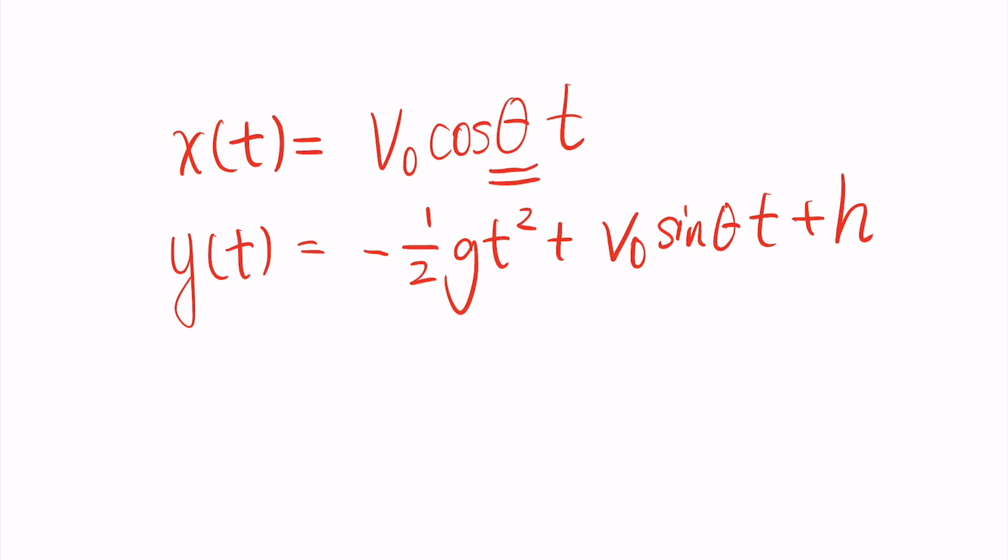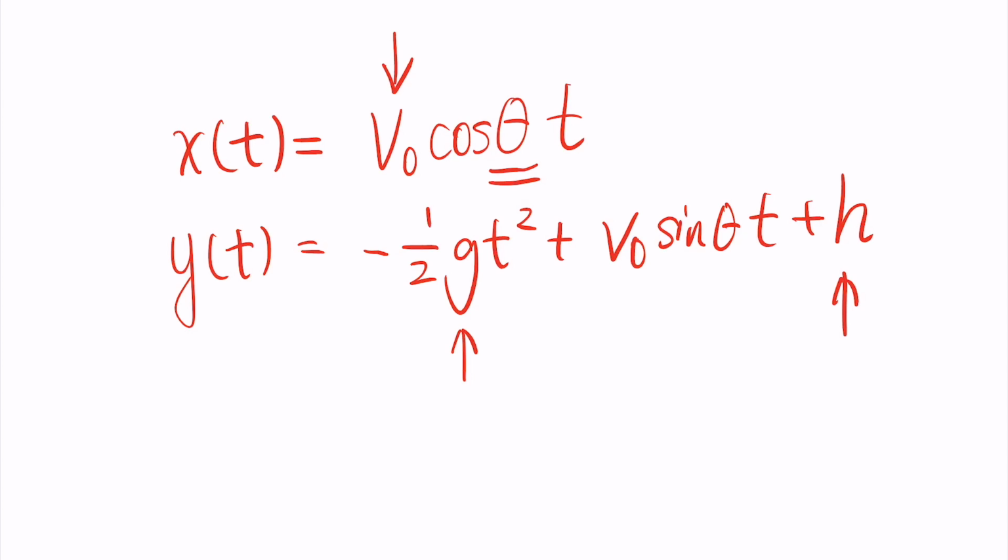Theta is the angle at which you shoot the projectile, v0 is your initial velocity, g is the acceleration of the earth, which we all know is 9.8, t is the time, and h is the initial height.